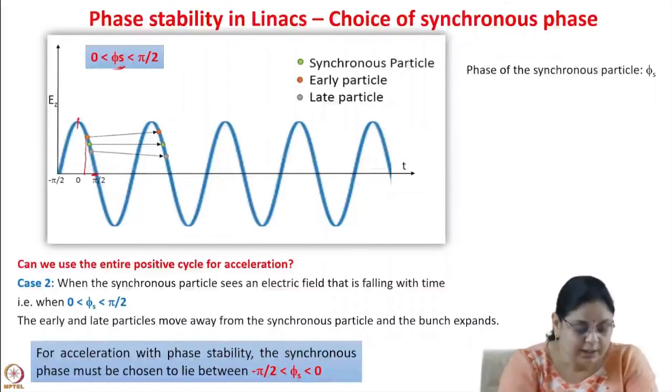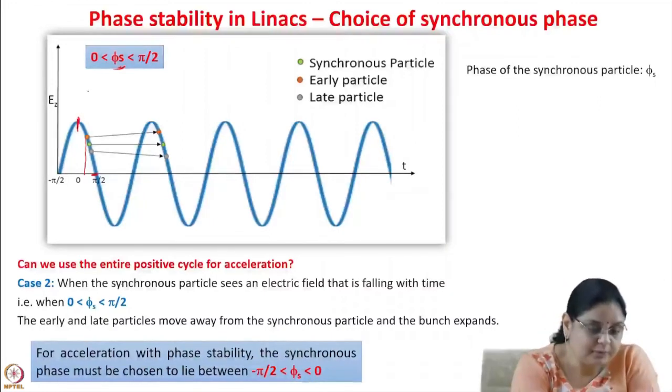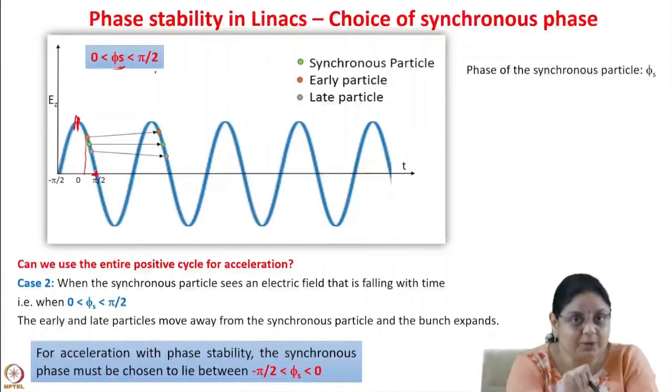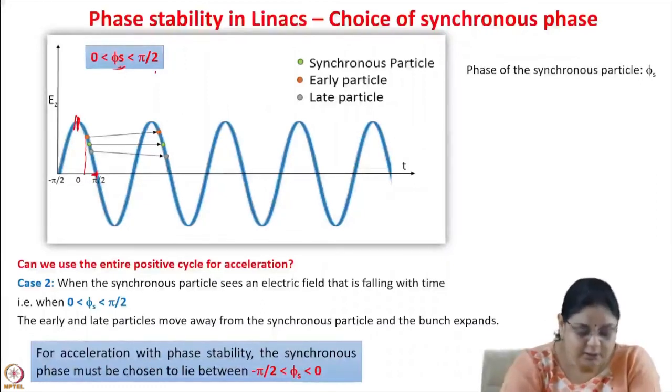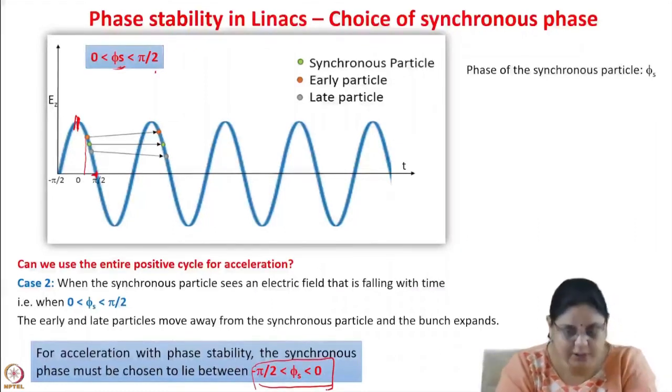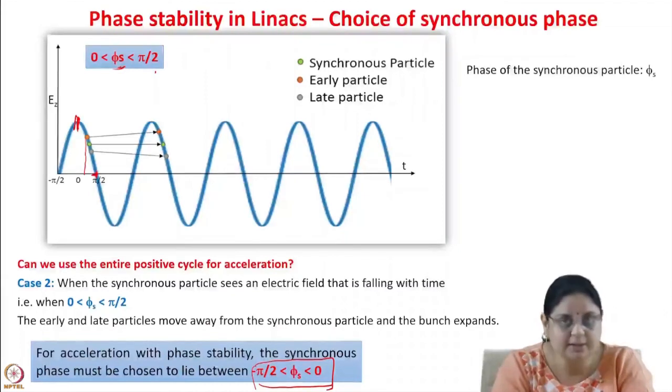So if you choose the synchronous phase between 0 and pi by 2, there is acceleration, but there is no phase stability. In order to have acceleration with phase stability, the synchronous phase must be chosen to lie between minus pi by 2 and 0. Only then can we have sustained acceleration over a large number of gaps.